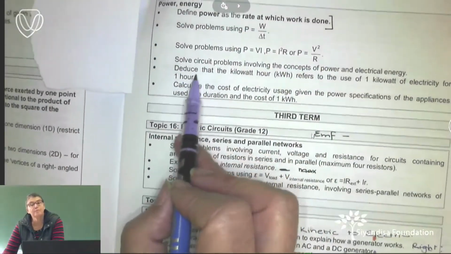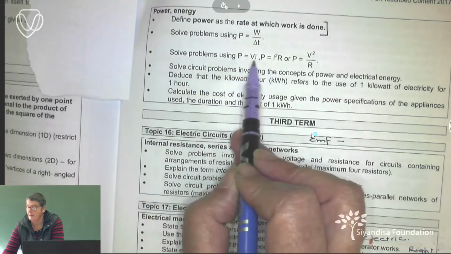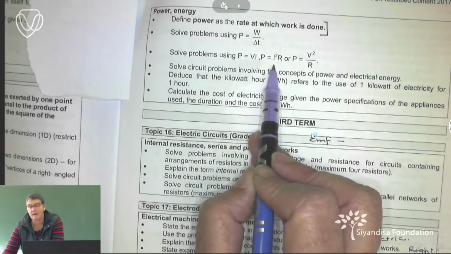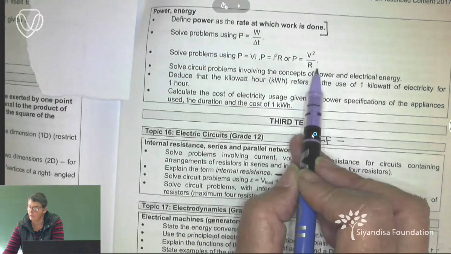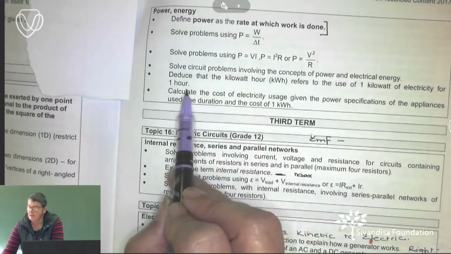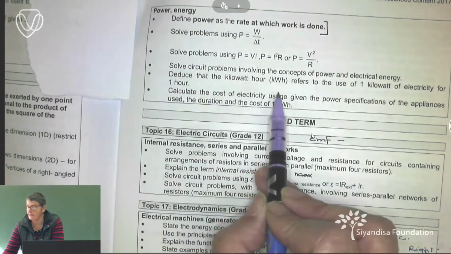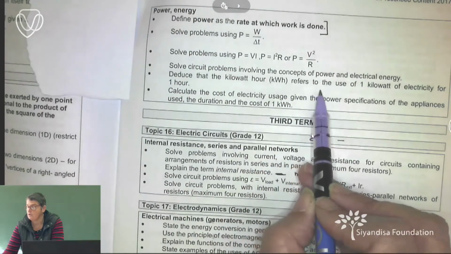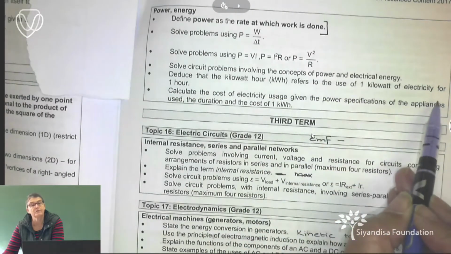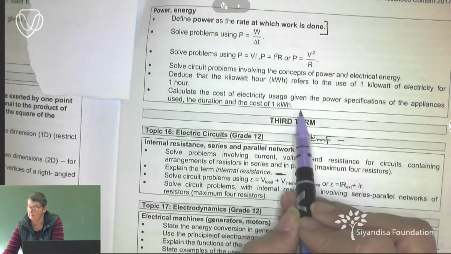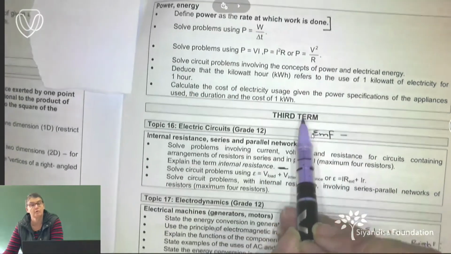So let's go back. And here we can see solve problems using VI. P is equal to VI, P is equal to I squared R, V squared over R. Then we must be able to deduce that 1 kilowatt hour refers to the use of 1 kilowatt of electricity in 1 hour. And we need to be able to calculate the usage of electricity.